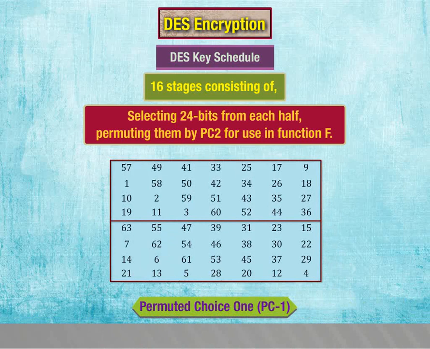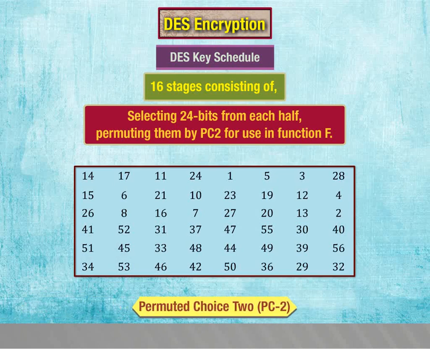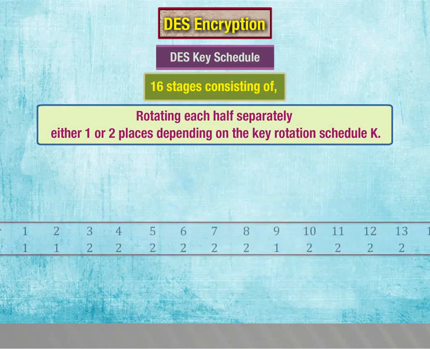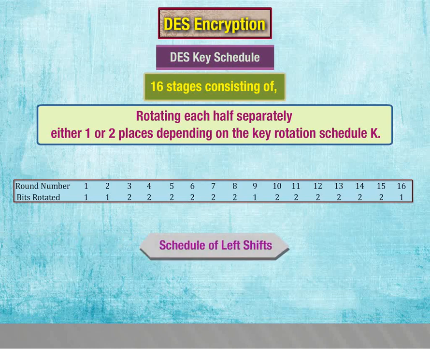Permuted choice 1, PC1. Permuted choice 2, PC2. Rotating each half separately, either 1 or 2 places depending on the key rotation schedule K. Schedule of left shifts.